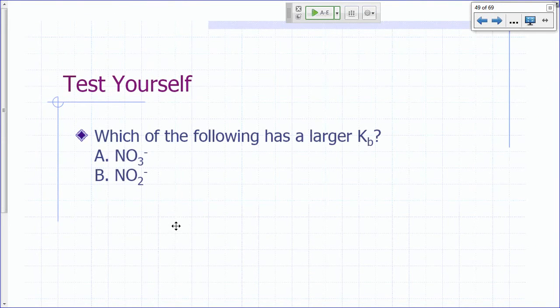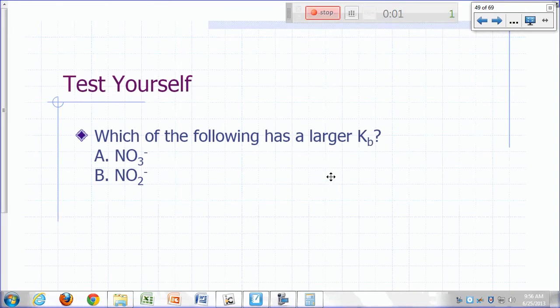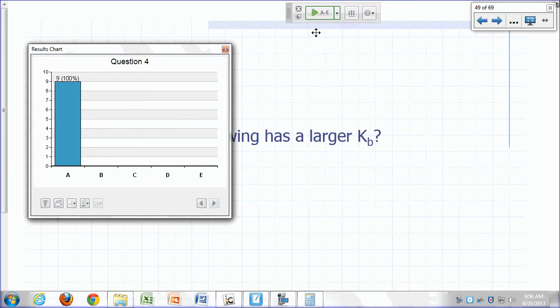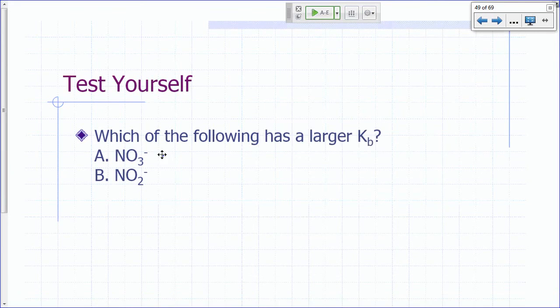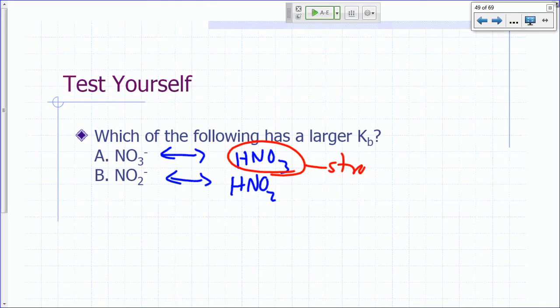Which of the following has a larger Kb? A, nitrate, or B, nitrite? Let's see. Nitrate, what's the conjugate acid of nitrate? HNO3, right? And the conjugate acid of nitrite is HNO2. Which of these is a strong acid? This is a strong acid, right?